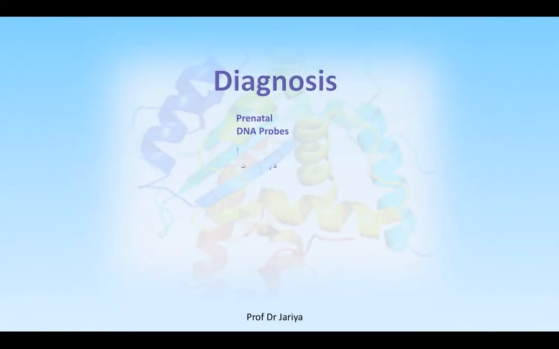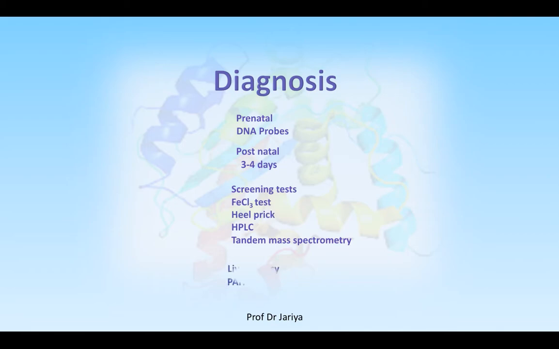As regards the diagnosis, prenatal diagnosis can be done through mutational analysis by DNA probes after amniocentesis or chorionic villus sampling. However, for postnatal workup, elevated phenylalanine levels may not be detectable until 3 to 4 days postpartum. Screening for PKU may be done through ferric chloride screening of urine, or blood obtained from the heel prick can be used to perform a Guthrie bacterial inhibition assay using a special type of filter paper.